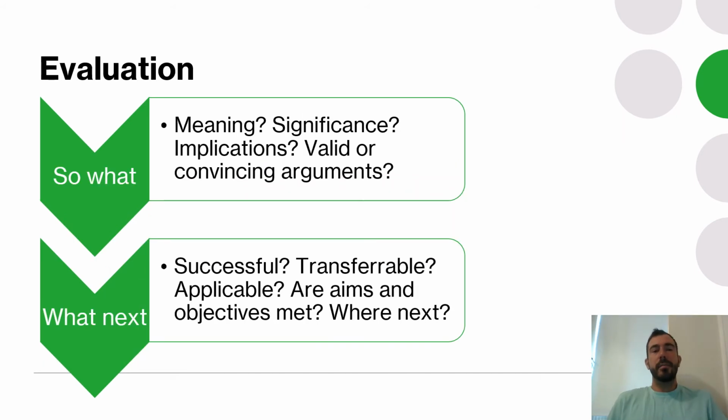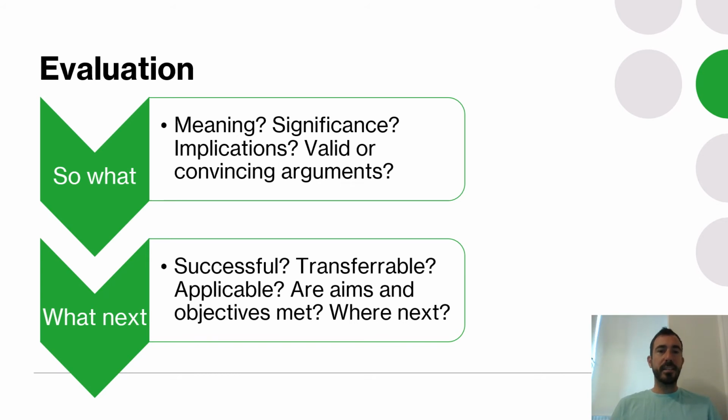Finally, we come to the evaluation, which can be summarized as so what and what next. The so what looks at the meaning, significance, implications, and the arguments presented. Are they valid and convincing? Are they unbiased and objective?